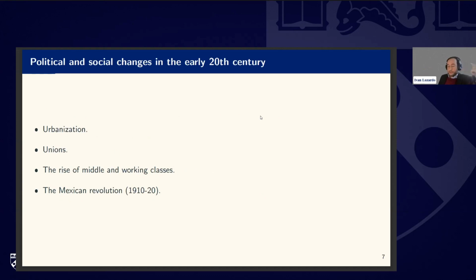A substantial part of that urbanization is occurring in cities that were not prepared to receive all that population that were coming from the countryside. So what we will see in the early 20th century is the rise of urban poverty. We'll see the rise of slums, and the newcomers, people in cities, were living in very precarious conditions. And of course, all that has implications in the social tensions that we can see in this period.